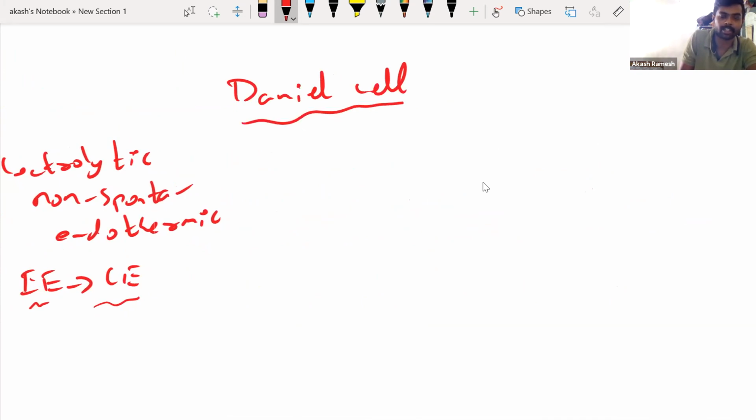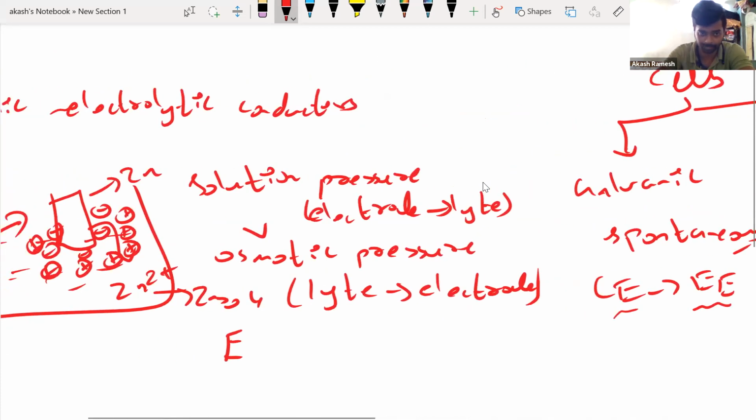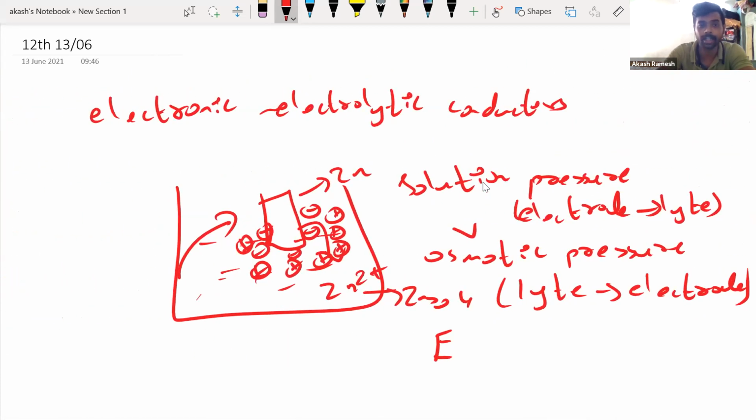Right. Now, Daniel cell is what you use in your physics labs generally. Maybe sometimes Lagrange cell is used, but 90% of the time in all the schools, laboratories and physics labs, they'll be using this Daniel cell only for giving power supply. Okay, fine.